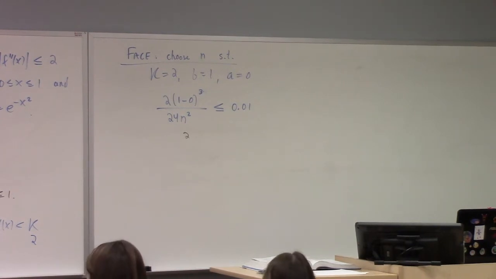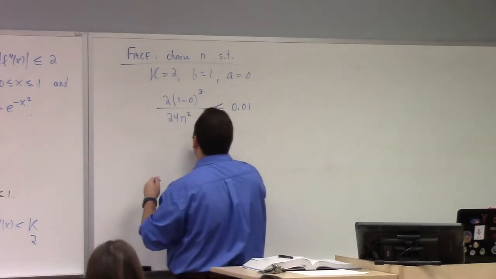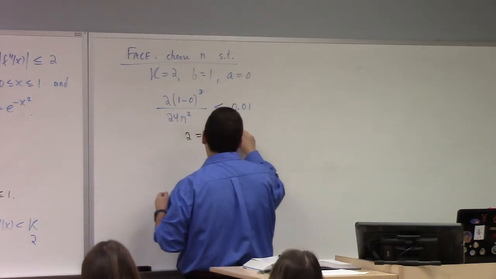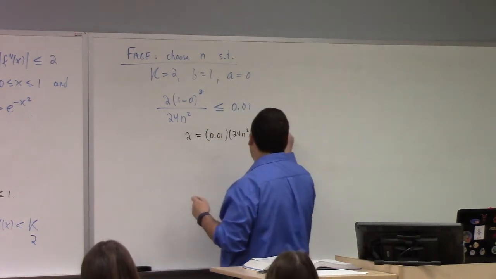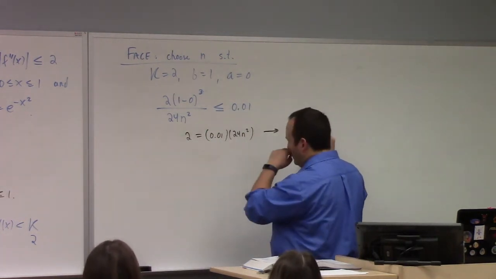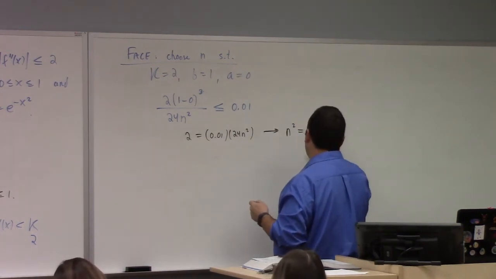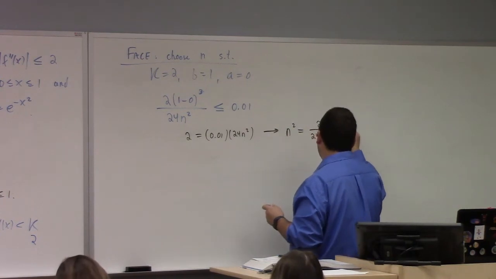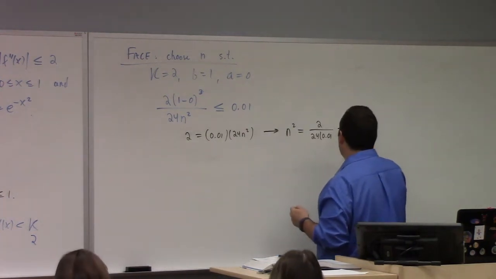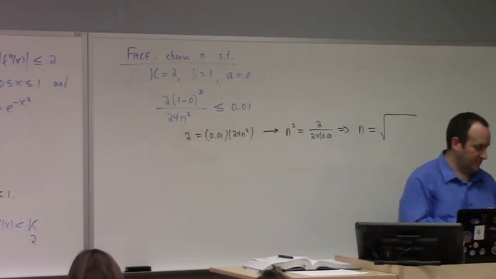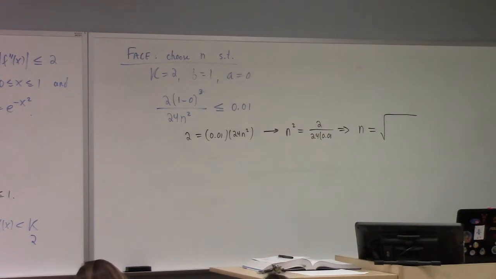All right, so let's get to it. So this gives me 2 is equal to 0.01 times 24n squared in the case of equality, which tells me n squared is equal to what? 2 divided by 24 times 0.01. Right, so n is square root. I mean, this is not going to work out to be a specific natural number. We're going to have to use some common sense here and go from whatever we find, right? Let's see what we get.